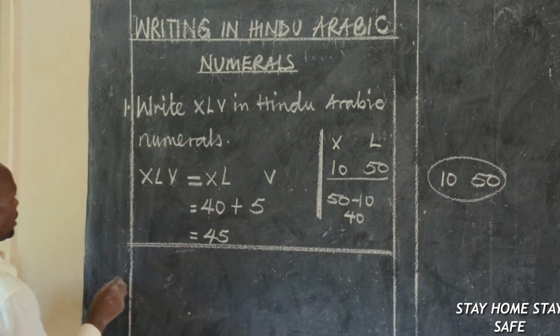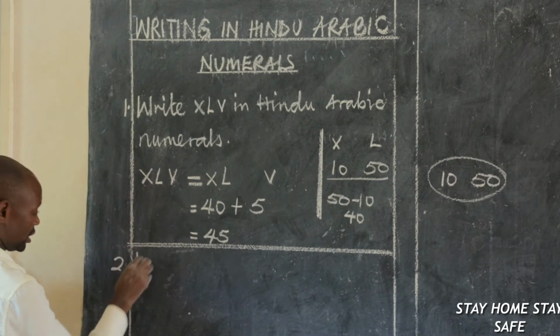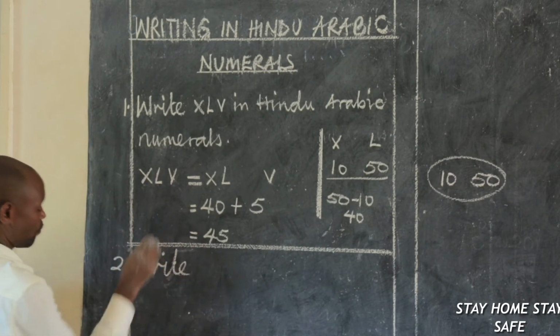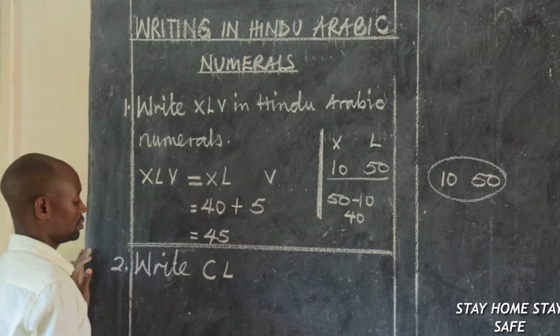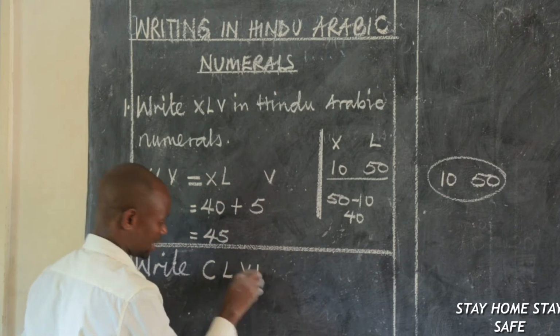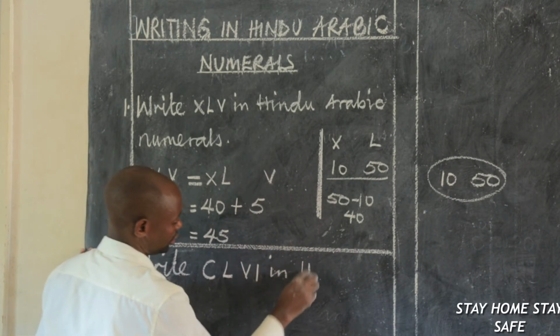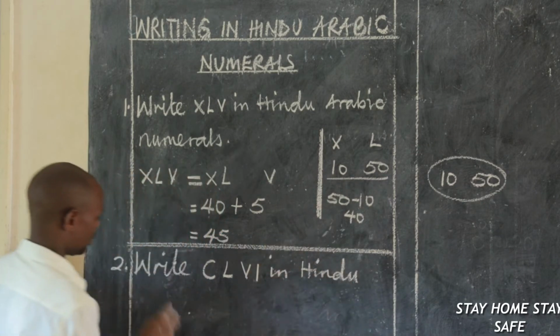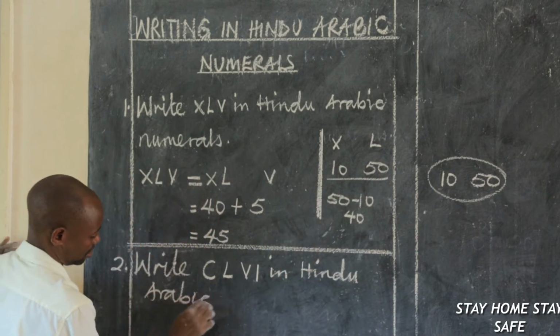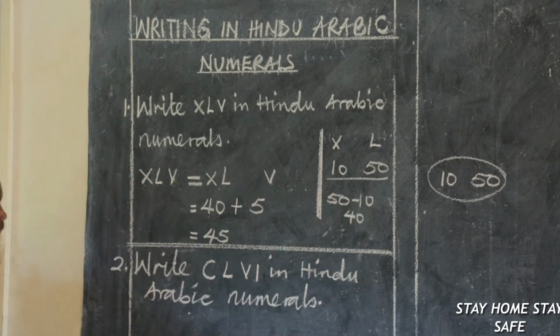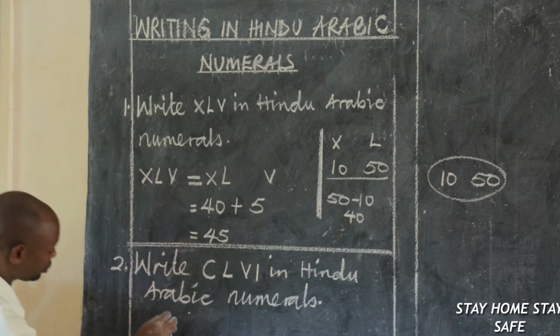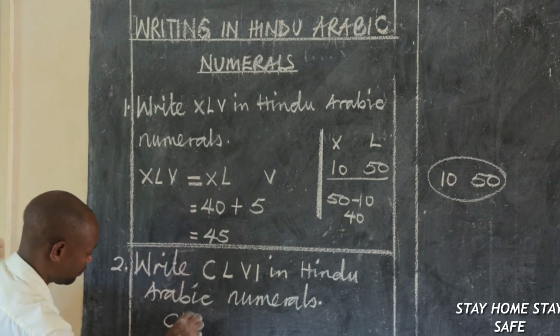Let's have another example, number 2. Write C, L, V, I in Hindu-Arabic numerals. Okay? So I have used the horizontal arrangement. Here you can decide to write it vertically. So C, L, V, I.